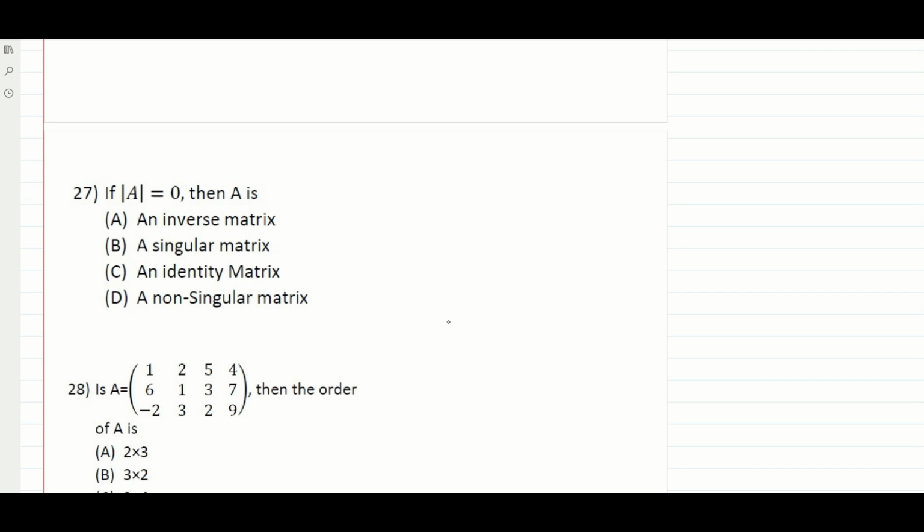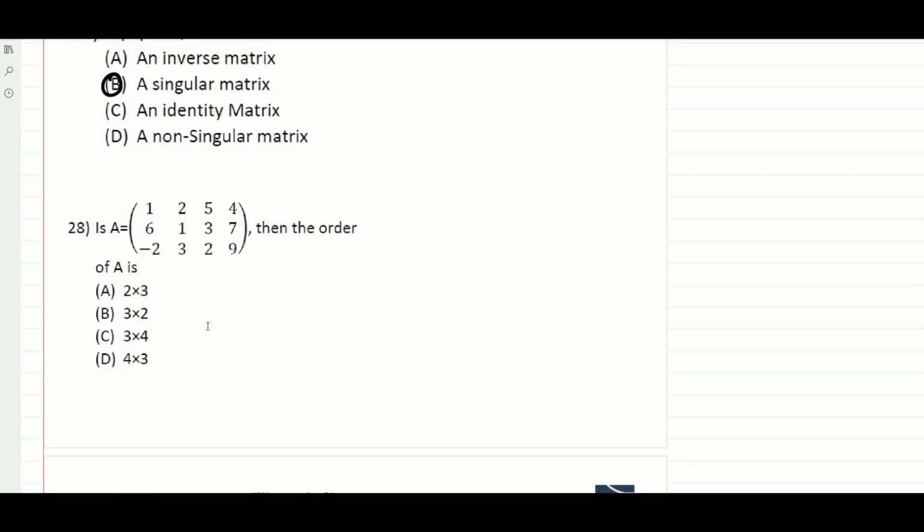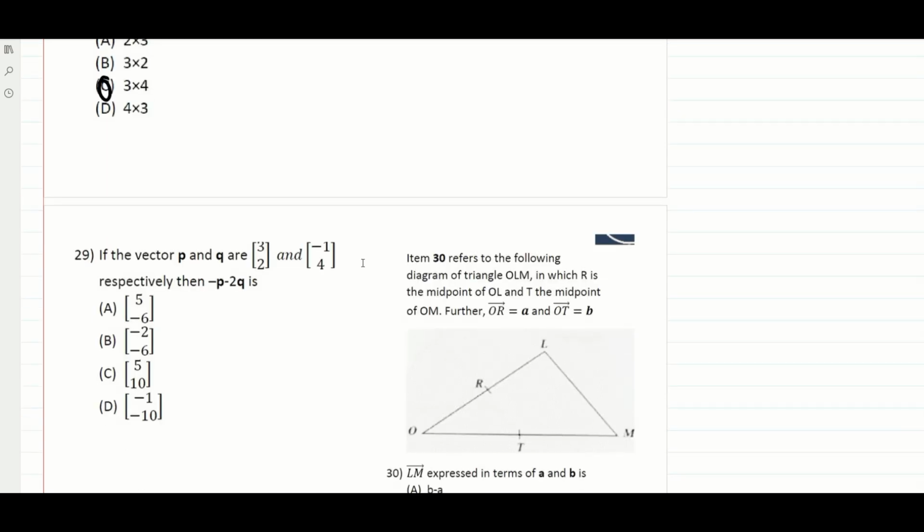If your determinant is equal to this, again, this is the determinant of matrix A. If it is equal to 0, it is a singular matrix, okay? The order, this is 2 rows by 3 columns, right?